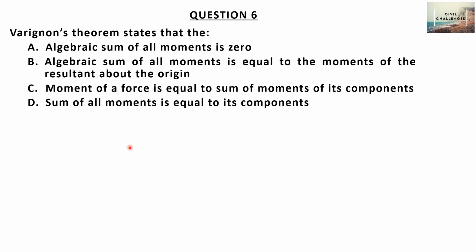Now the next question is, Varignon's theorem states that option A, algebraic sum of all moments is 0. Option B, algebraic sum of all moments is equal to the moment of the resultant about the origin. Option C, moment of a force is equal to sum of moments of its components. Option D, sum of all moments is equal to its components.